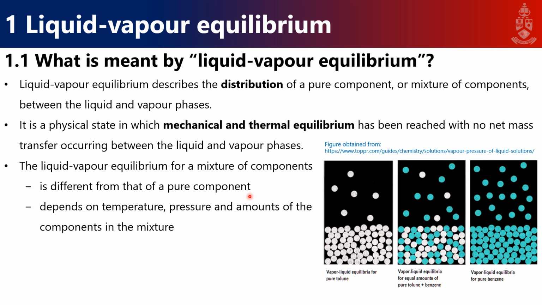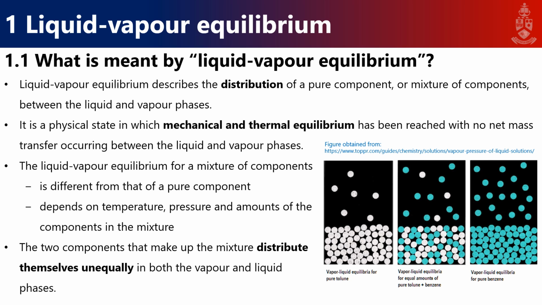Then the liquid vapor equilibrium for a mixture of components is different from that of a pure component. So if you look in the middle, that is the mixture of equal amounts of pure toluene and benzene, and it depends on the temperature, the pressure, and also the amounts of components in my mixture. And the two components that make up the mixture will distribute themselves unequally in both the vapor and the liquid phases.